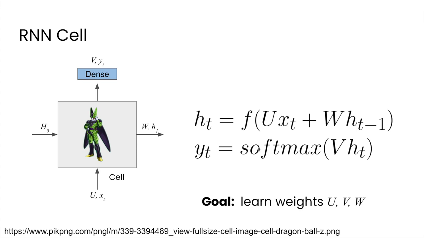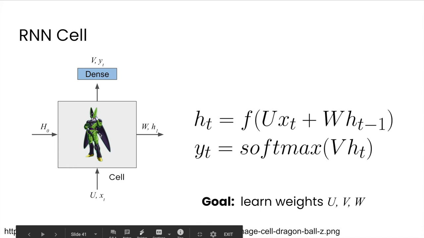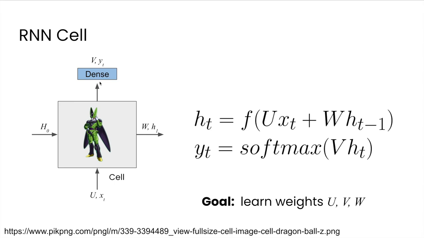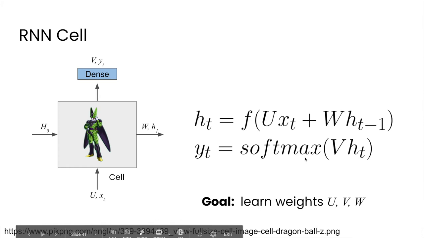This is essentially doing the same thing, and there's a dense layer here with the output. Your goal is to learn the weights that go into feeding into the cell, the weights for the state vector and the weights for the Y output here. So you want to learn U, V, and W. And you have, of course, activation functions going on, and that's very important.